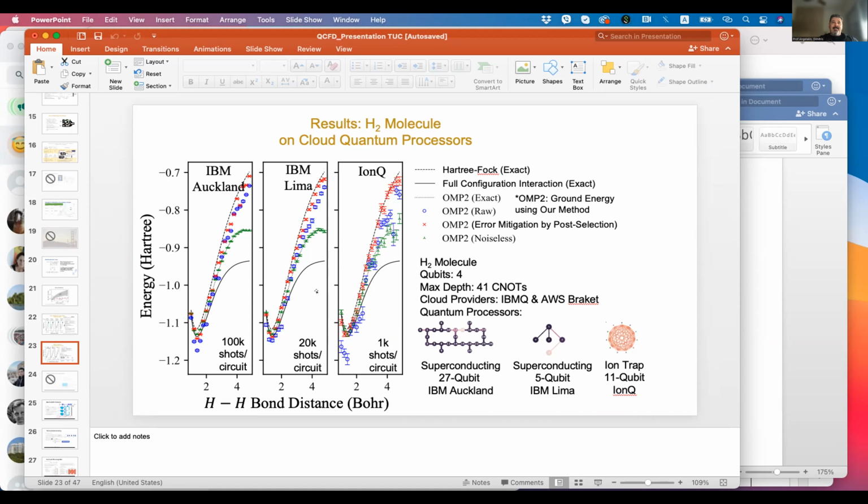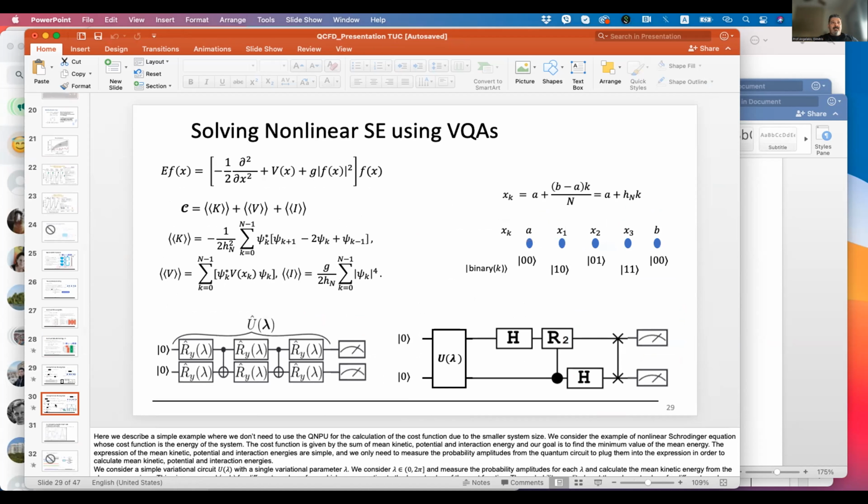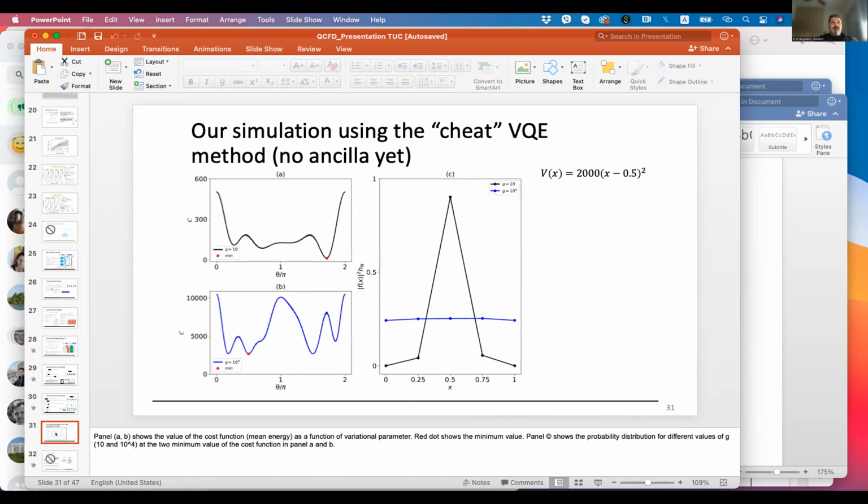And we have tried to do some of those things in the QCFD setup. Again, I can go fast because these were covered already from the morning. The amplitude encoding, the ansatz, and the implementation. We have implemented these cost functions, both of them for the non-linear Schrödinger equation. I mentioned it already. It looks like this is some early results without the ancilla.